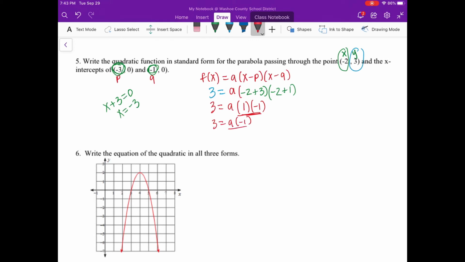And you are first solving for a, so I'm going to divide by -1 to both sides and end up with a equals -3. Now that you have your a value, your final answer needs to have the a value and it needs to have the x's in it. So my final answer here is f of x equals -3, x plus 3, x plus 1. Making sure you change those to a plus 3 and a plus 1 because again, if I were to set these factors equal to 0, that's how I end up with the -3 and the -1.